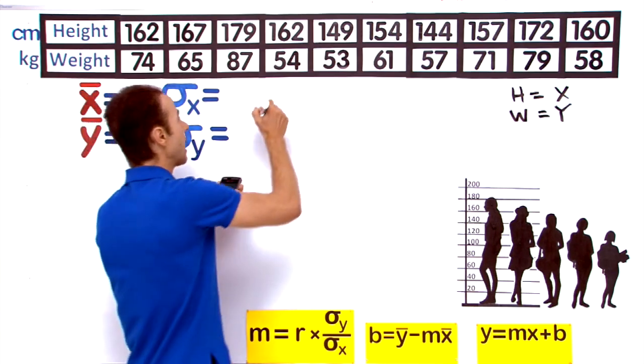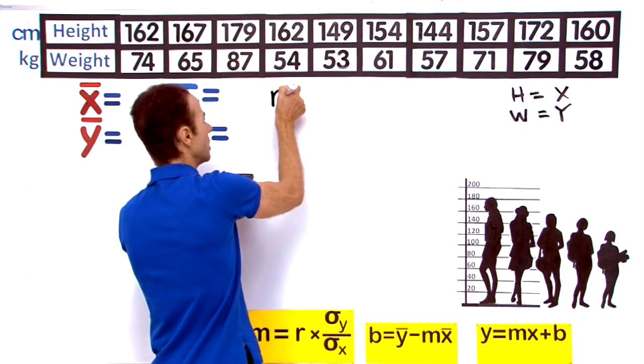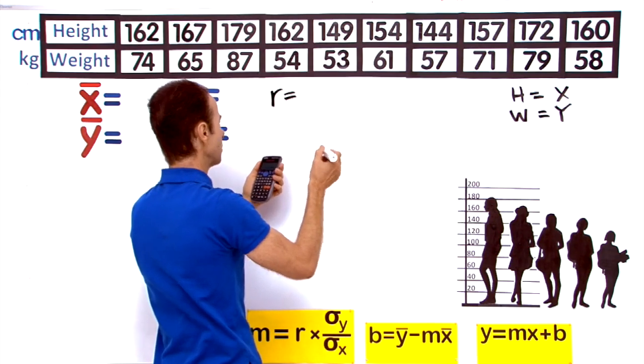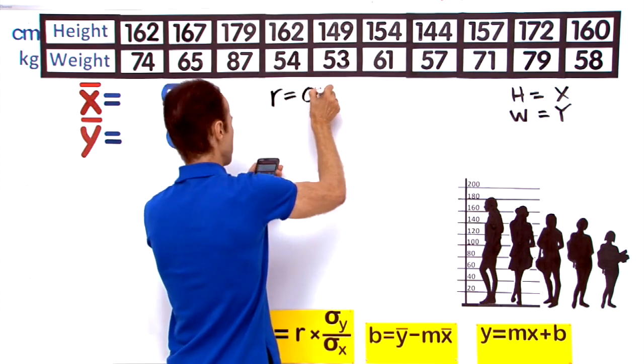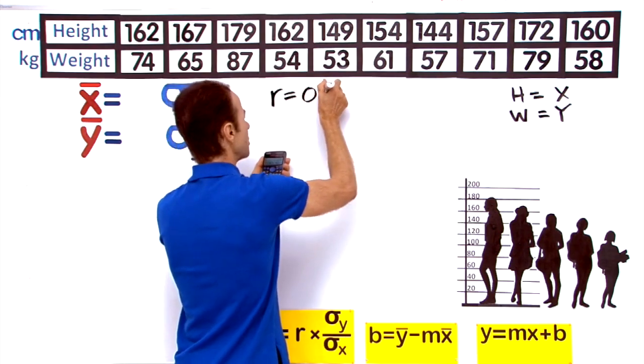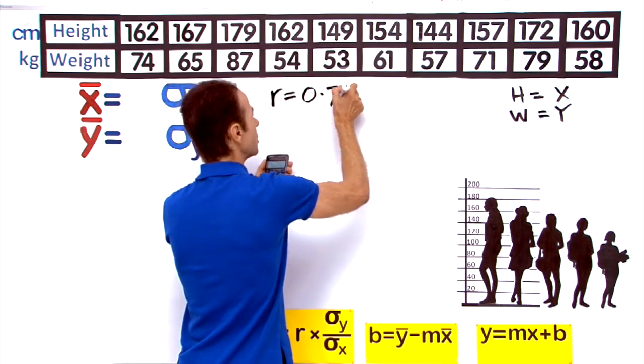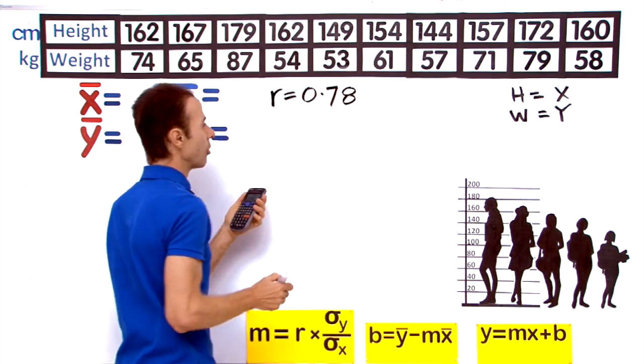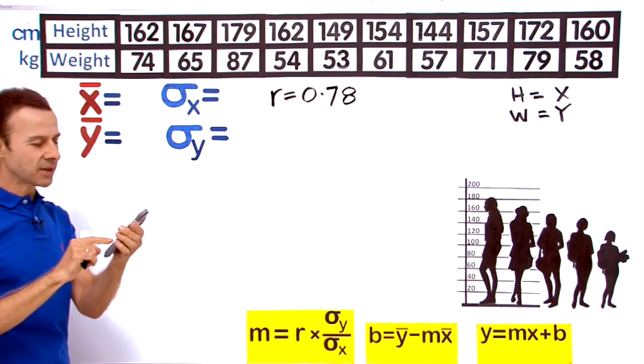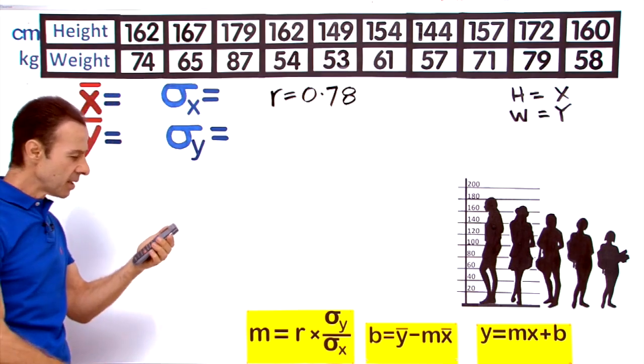That happens to be R equals 0.7824, to 2 decimal places, I'll round it up, 0.78 will do. There's our correlation coefficient. Okay, then you press AC. Press AC, that clears it.